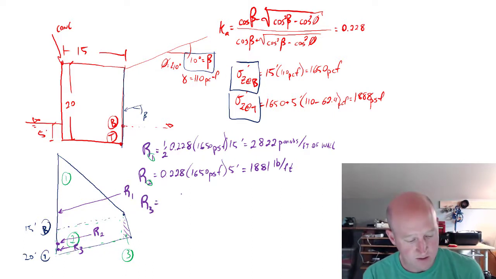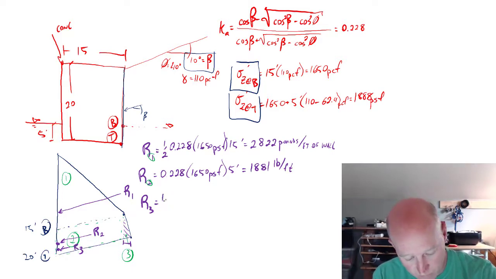And then the last one, we just need the base for this triangle, which is just this dimension right here. So that base is 1/2 for the area of the triangle. And then the base is going to be 0.228. That's the active pressure.